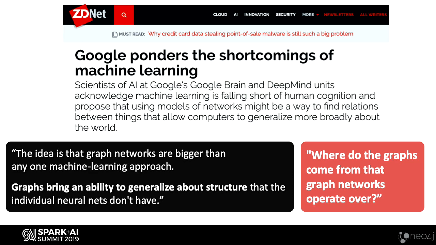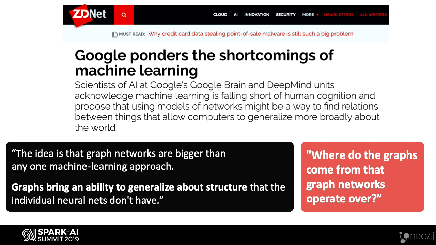And this is a quote from the paper in the black box. Graphs bring an ability to generalize about structure that traditional neural nets and row and column just doesn't have. But what was super interesting in this paper, which was a position paper saying here's a framework for how you do this type of modeling, was the thing on the other side in the red. The bottom line, they said, was not how do you model with graphs, it's where do you get the graphs to actually run these models on, right? So I spend a lot of my life in SQL and data frames. My data is in a table. Where do I get a graph to even do this with?